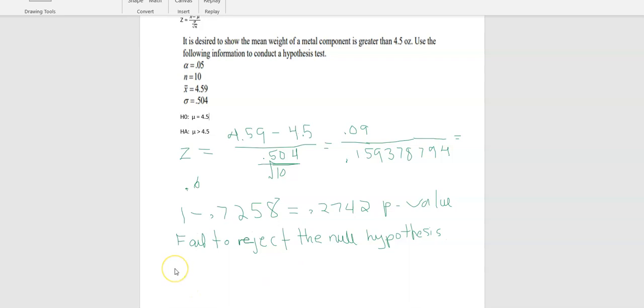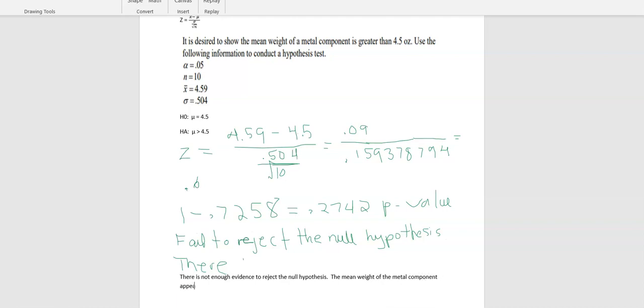All right, now, we failed to reject the null hypothesis. That means for us, our statement is going to be, there is not enough evidence to reject the null hypothesis. And I've turned it into typing mode so I don't have to struggle through writing that. There is not enough evidence to reject the null hypothesis. The mean weight of the metal component appears to be 4.5 ounces.